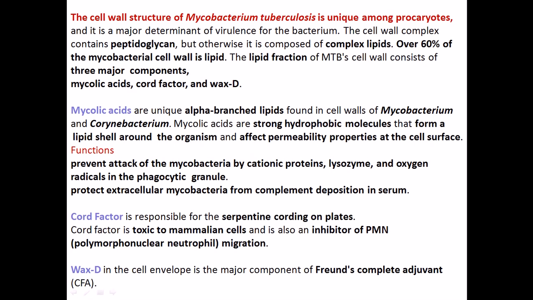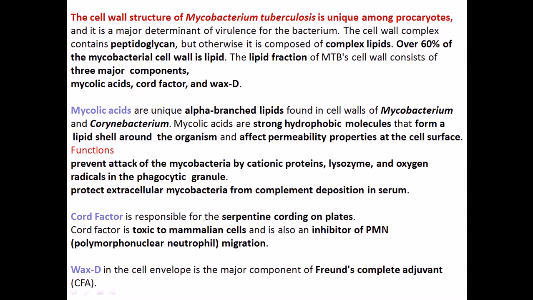These mycolic acids are alpha branched lipids found on the surface of the cell wall of Mycobacterium as well as Corynebacterium, which is another type of bacteria. They are strongly hydrophobic molecules in nature, and they form a lipid shell around the organisms.